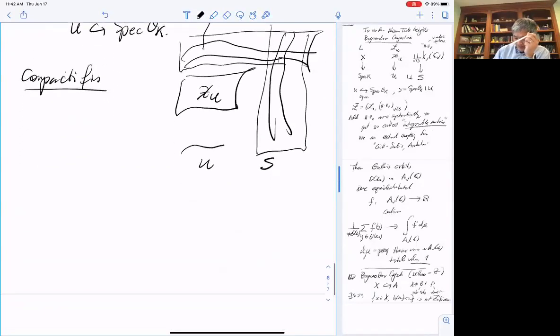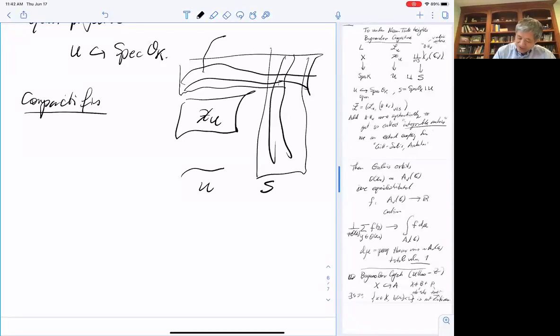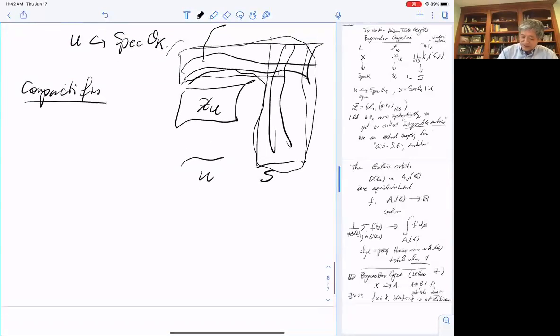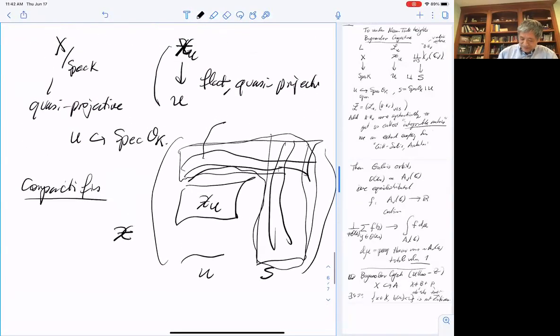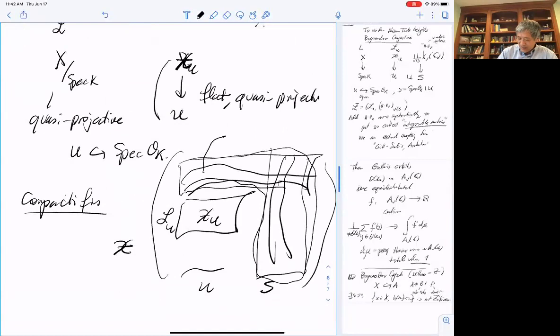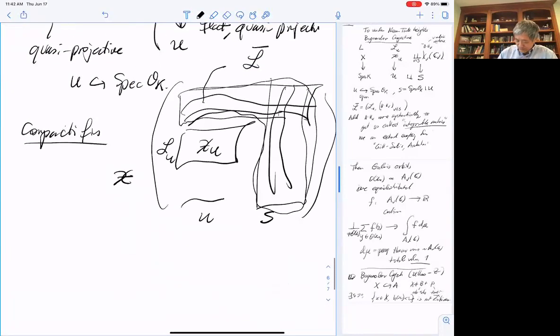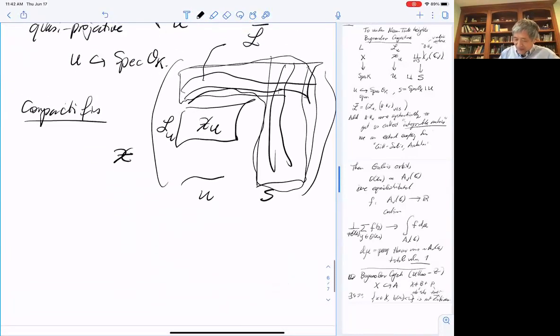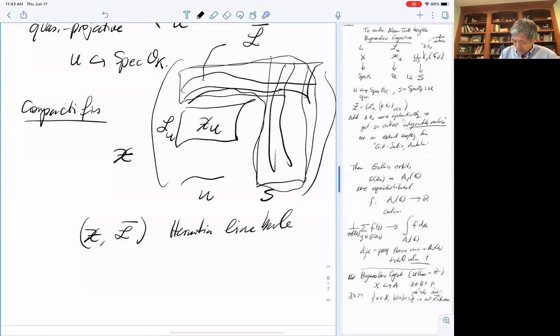So our idea, okay, this whole thing together, let's say it's X. And I have a line bundle. If I start with a line bundle here, I have L of U. So I add a whole thing here, I get an L bar. So I get one X, L bar, right? So this is the Hermitian line bundle in Arakelov theory over a projective model.